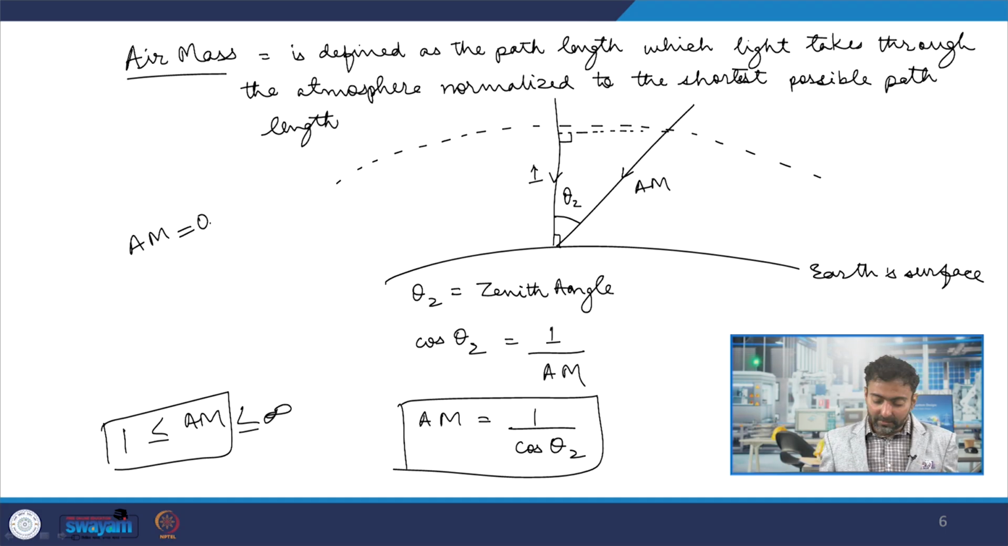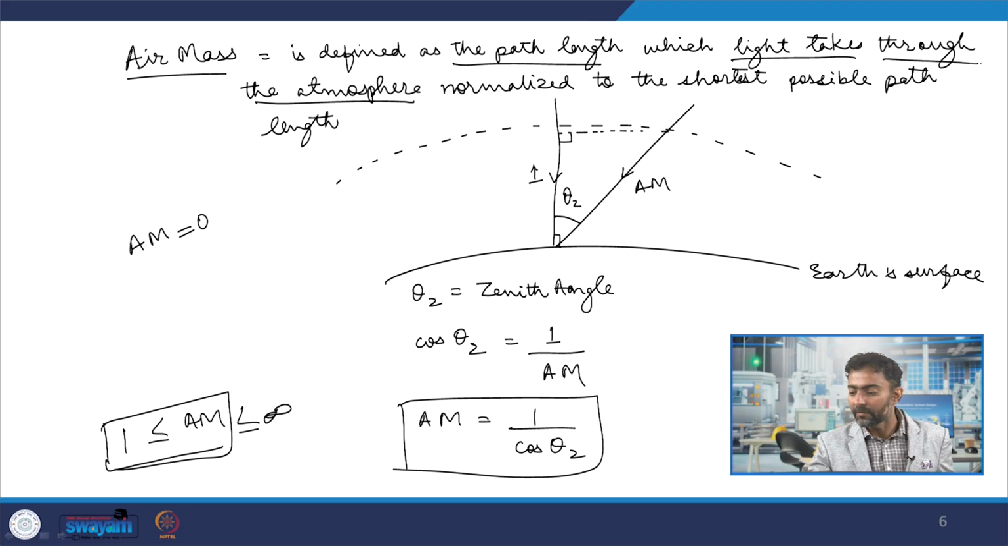So, it is beyond this equation. If you look at the equation, air mass is only between 1 to infinity, but conceptually air mass can be 0. And how is that possible? So, you look at the definition. Air mass is defined as the path length which light takes through the atmosphere. That is very important, through the atmosphere. So, we define air mass only when the light is travelling through the atmosphere.